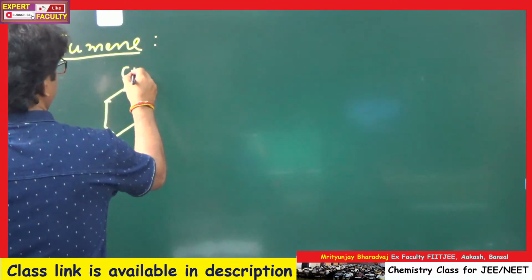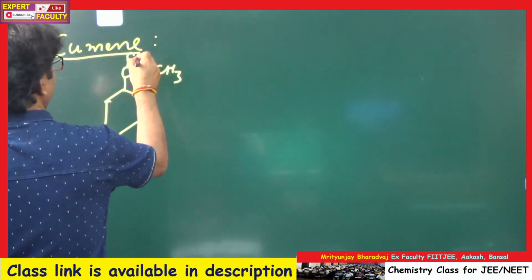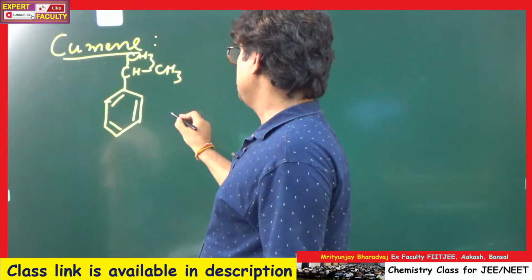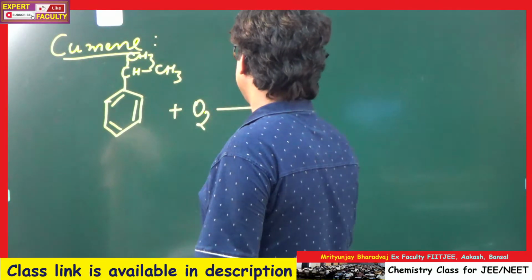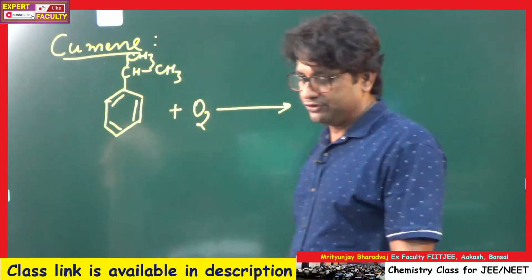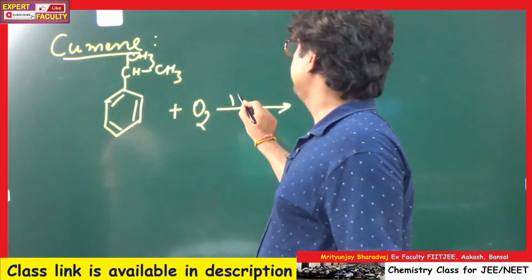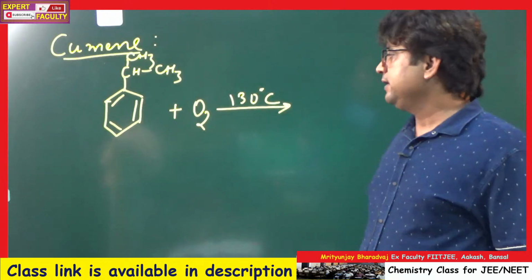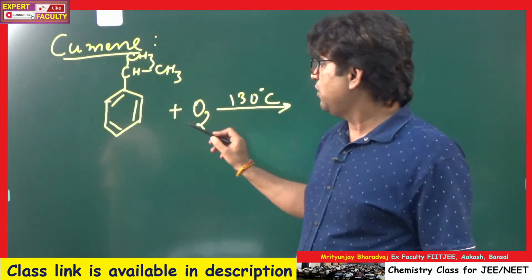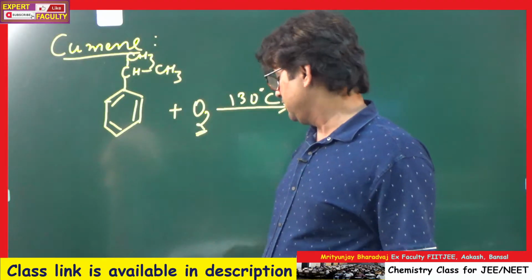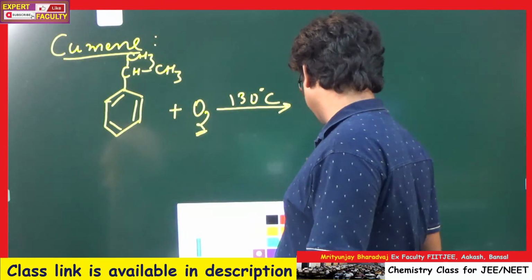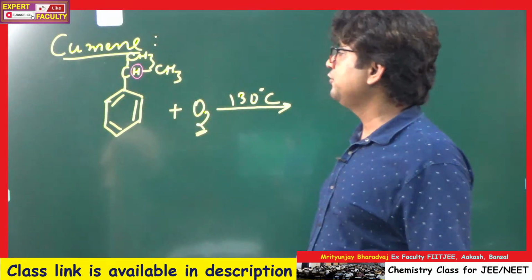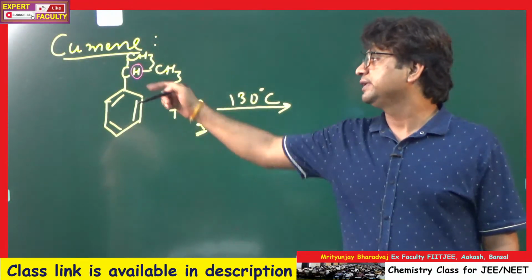Cumene, we already know, is the compound with a benzene ring and a 3-carbon alkyl substituent. It is reacted with O2, with heat required at 130 degrees Celsius. Which oxygen will react at which side, we can decide by analyzing. Look at this hydrogen. What do you think about the hydrogen which I have circled?